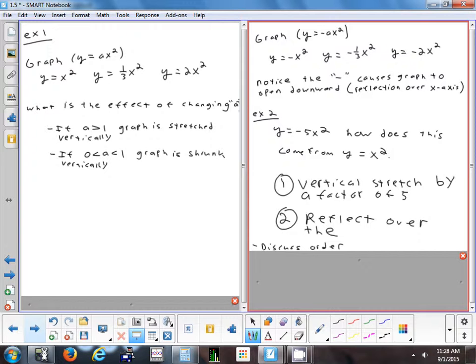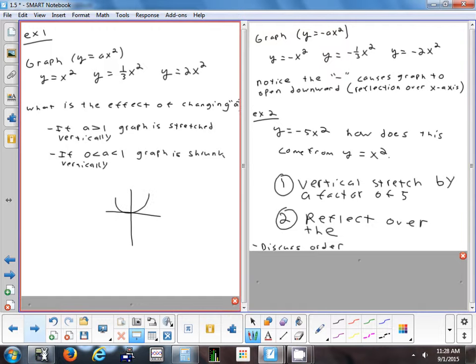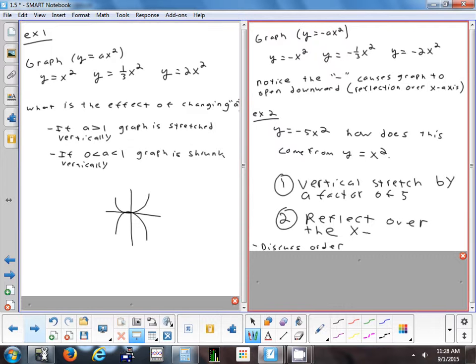And we just got to make sure we say which axis it's reflecting over. Which axis does this reflect over? The x or the y? Yep, it's going to reflect over the x-axis. So it takes something that looks like this and makes it look like that. Good. Okay, and that's it. So those are the two transformations that would turn y equals x squared into y equals negative 5x squared.